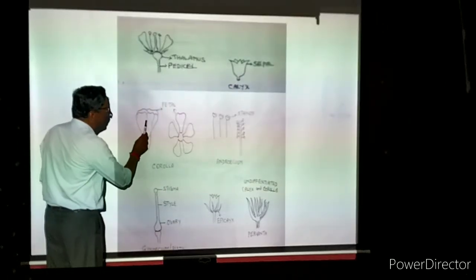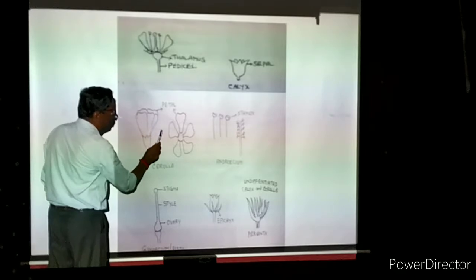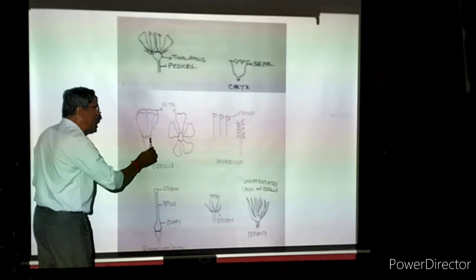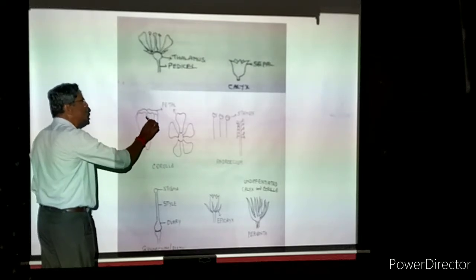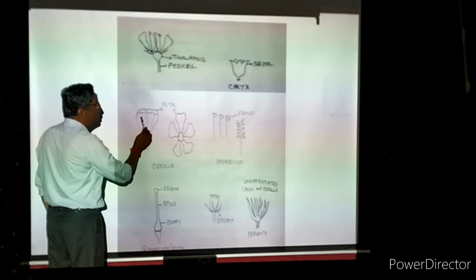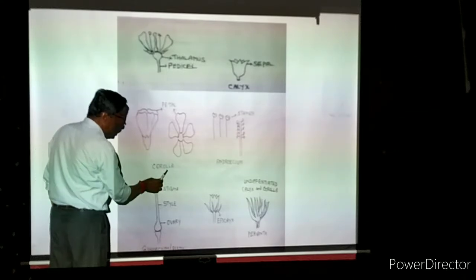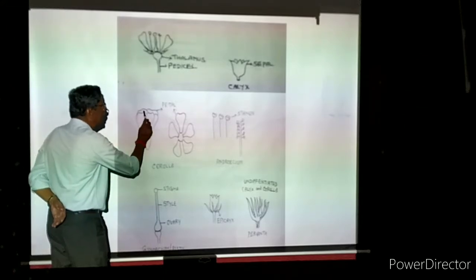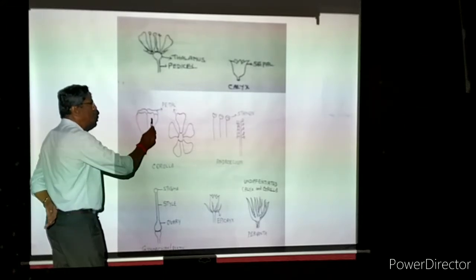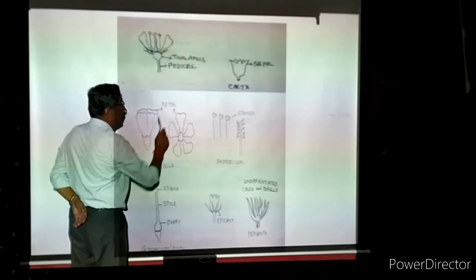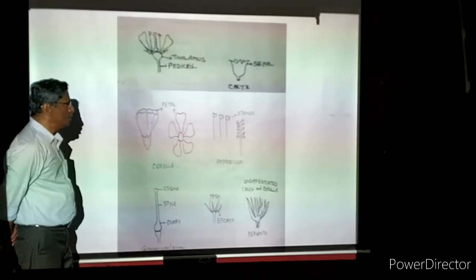Then the next whorl we are taking is the corolla. Now calyx is there, a very small green cup-like structure. Inside that, large lobes will be there. They are beautifully colored. These joining together form the corolla. In the corolla, a number of lobes will be present, maybe 4, 5, 6 or even more. Each lobe is called a petal, P-E-T-A-L.